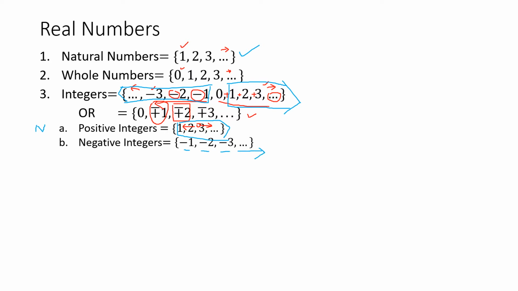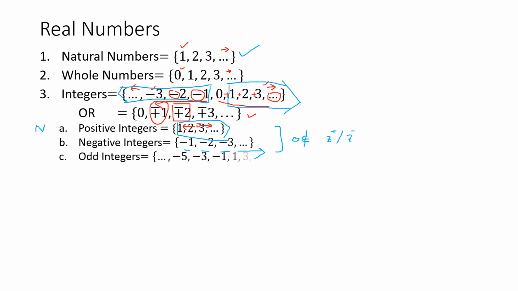And note at this point that 0 is neither positive nor negative. For integers we write Z. 0 does not fall in positive or negative integers. 0 does not have charge.